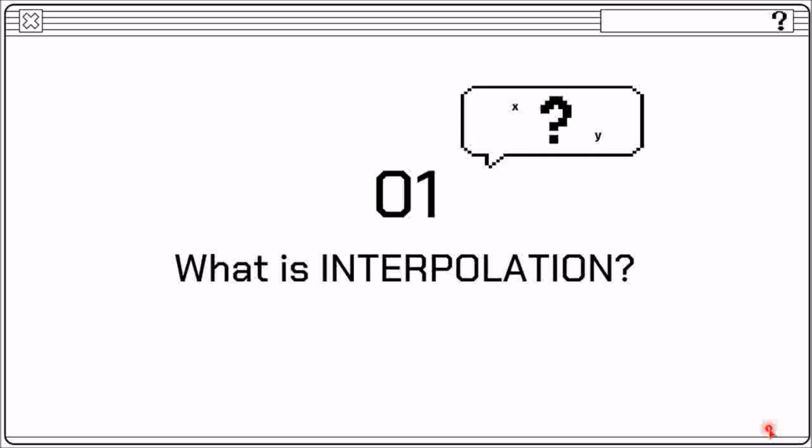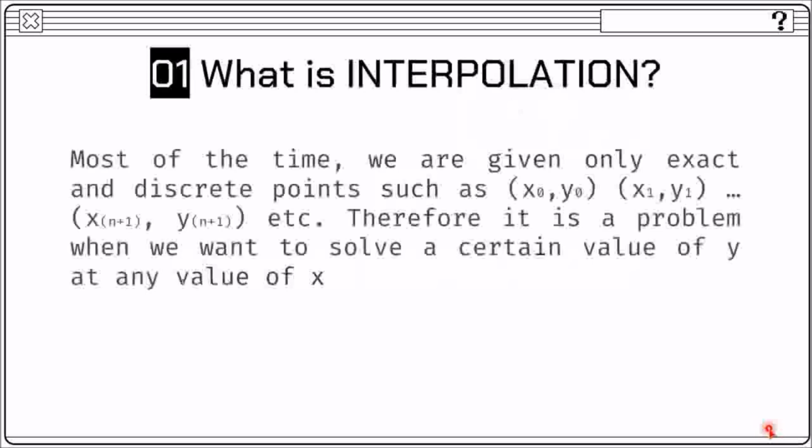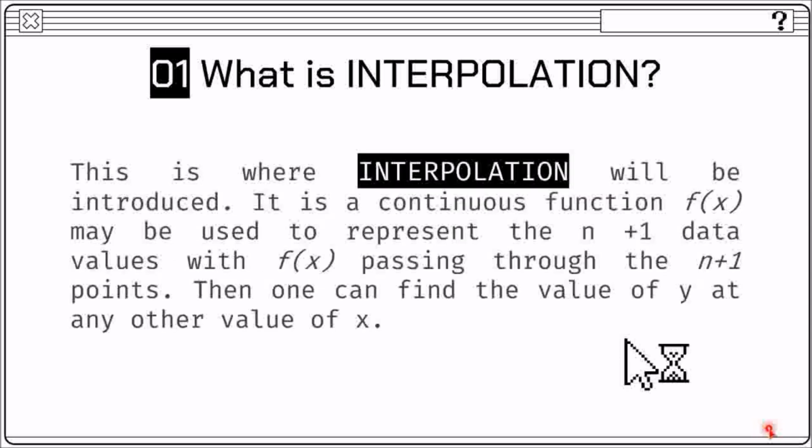So before that, for our number one, we will answer the question, what is interpolation? Most of the time, we are only given exact and discrete points, such as x0 to y0, x1 to y1, and xn plus 1 to yn plus 1. Therefore, there is a problem when we want to solve a certain value of y at any value of x. This is where we introduce interpolation.